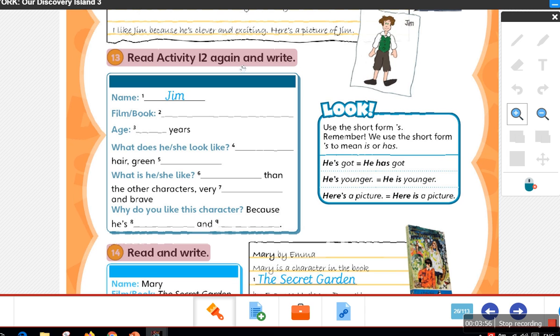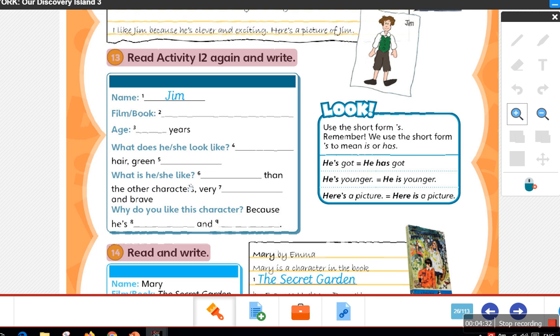After reading activity 12, we have to write the missing information here. His name is Jim. Film or book, do you think? Try to test your memory. Is it a film or a book? You can go back and check. How old is Jim? You have to write here. What does he look like? You have to talk about his hair color, green, eye color, and something like that.